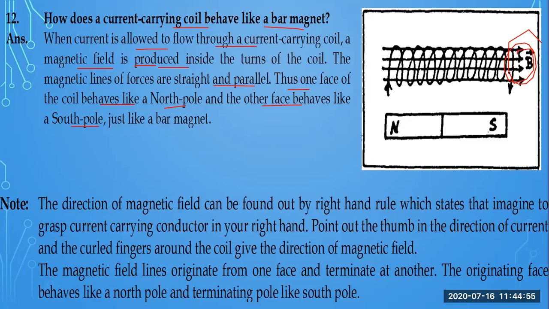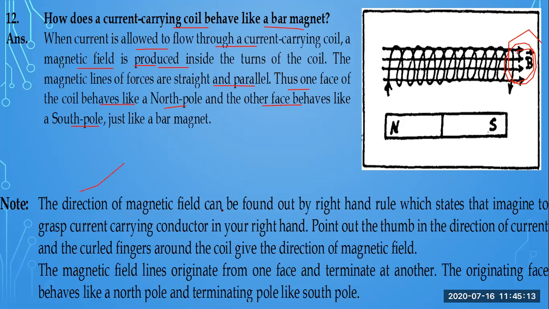Right hand rule means we will grasp the coil inside our hand. Our fingers will show the direction of the flow of the current. Our thumb will show towards the north pole. So the other pole will be the south pole. So this is the simplest technique to understand how the north and south poles are formed.